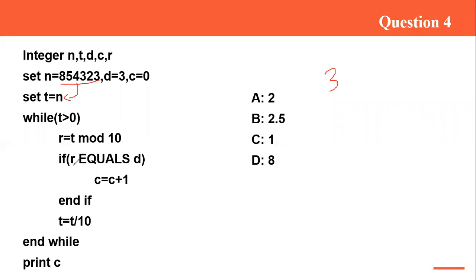Then what am I checking? R equals D or not? R equals 3. Is it true? Yes. As it is true, it will enter inside if and increment the count. Count was 0, that will become 1. Okay. Now the count is 1.